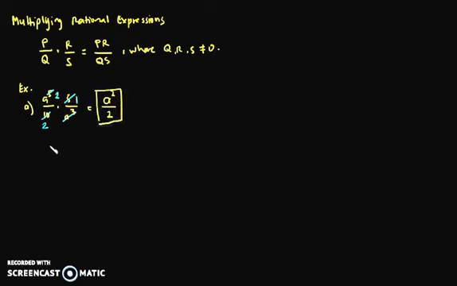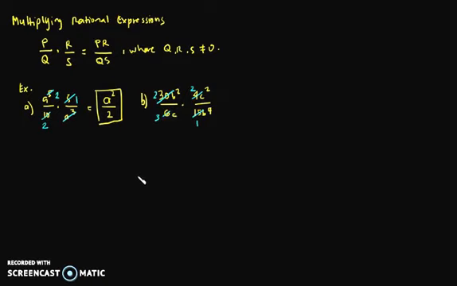Another example: if we have 30b squared over 6c multiplied by 4c squared over 15b to the fourth, we simply apply the laws of cancellation. Here we cancel because both are divisible by 15, so this will become 1, this will become 2. For 4 and 6, divisible by 2, this will become 2, and this will become 3.